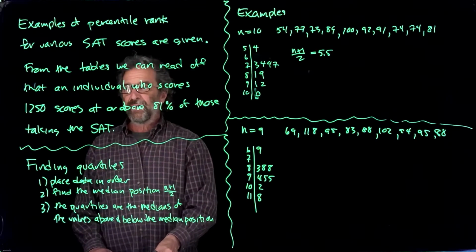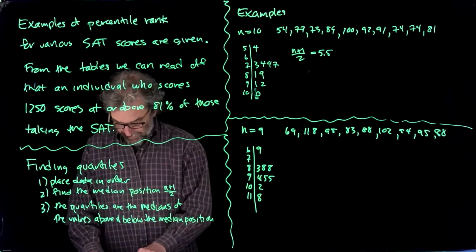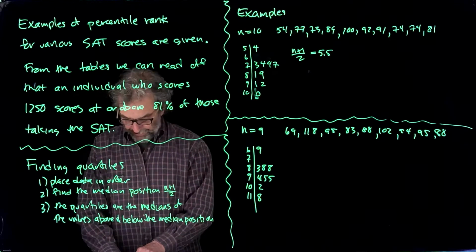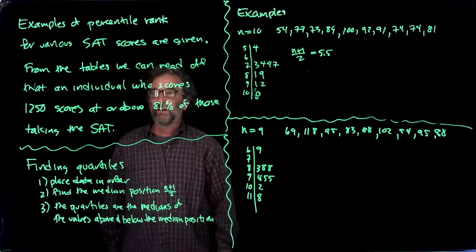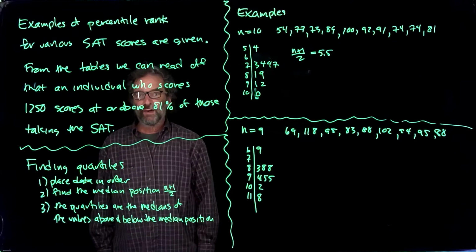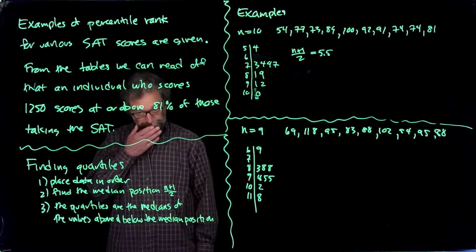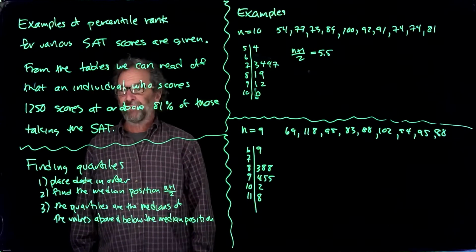From the tables, it can be read off that an individual who scores 1250. So 1250 is at the bottom of one range and the top of another. And the percentile score for that value is 81. So from tables, we can read off that an individual who scores 1250 scores at or above 81% of those taking the SAT. True enough. So a pretty decent score, 1250.